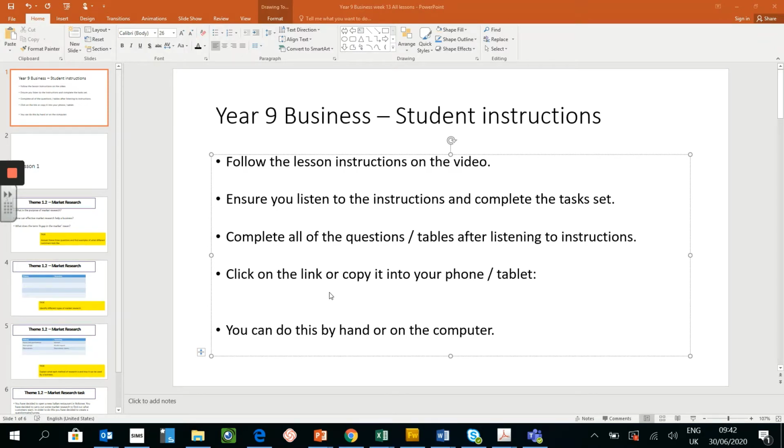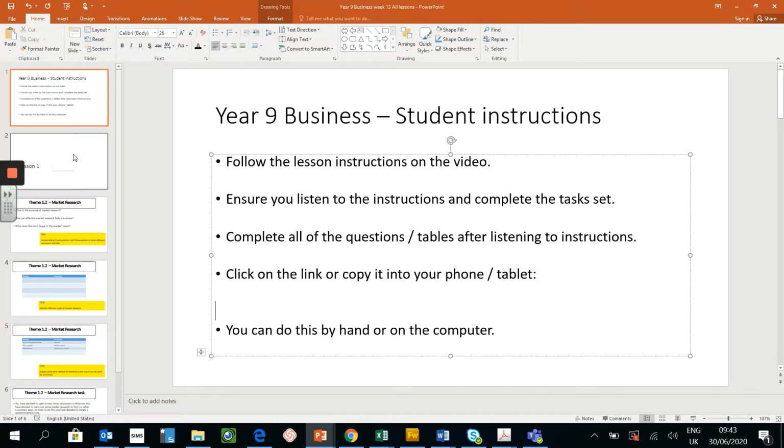This is your lesson for this week. You are looking at the student instructions that we are familiar with now. So remember, follow the instructions in the video, ensure you listen and complete the task set. Complete all the questions and tables after listening to instructions. There's a link that's going to be attached after I've finished the video. And remember, you can do this by hand or on the computer. It's absolutely up to you.